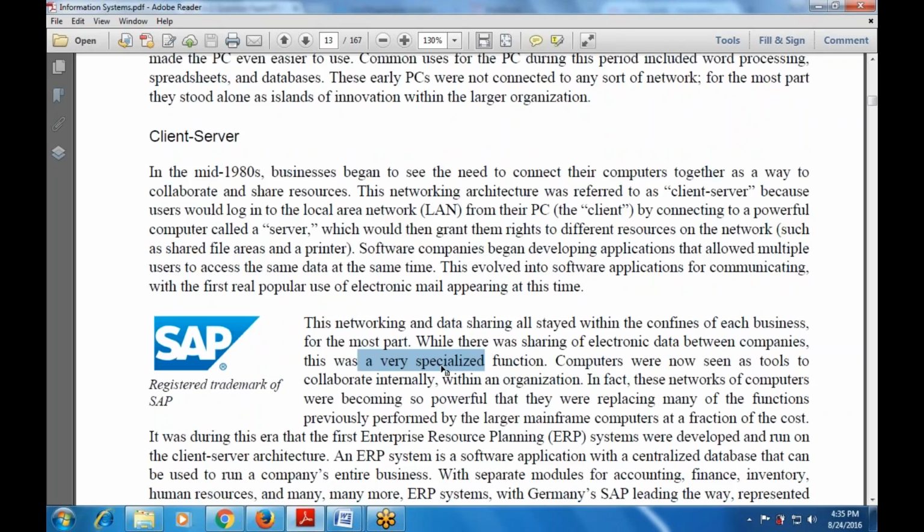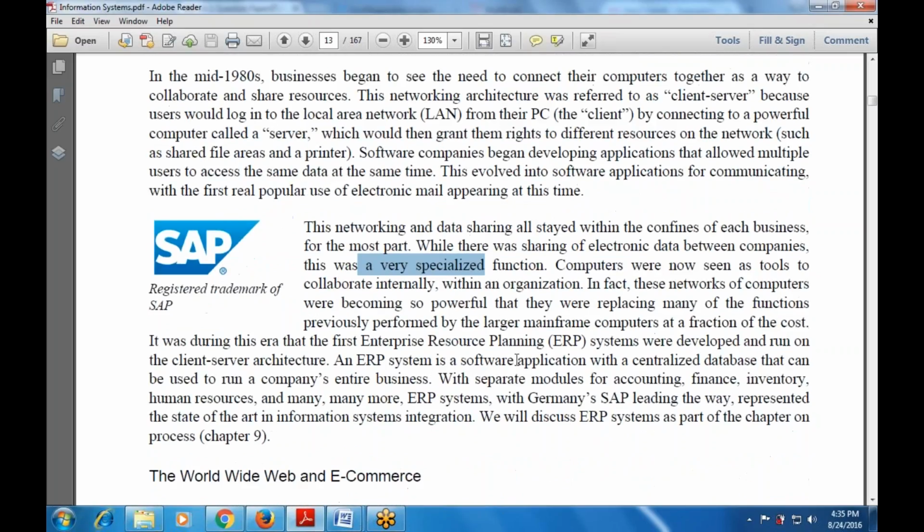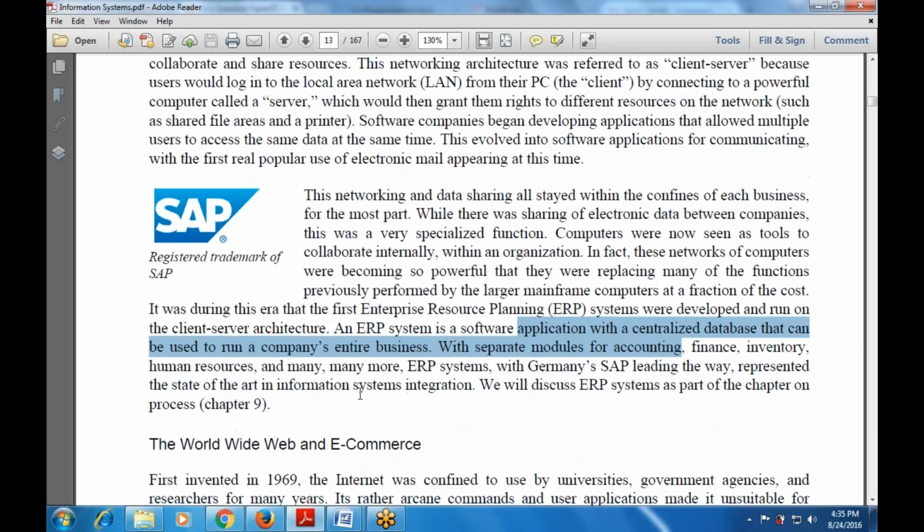And it was during this first era that the ERP system was developed and focused on the client server architecture. An ERP system is a software application with a centralized database that can be used to run a company's entire business, with separate modules for accounting, finance, inventory, human resources, and many more. ERP systems, with the German company SAP leading the way, represented the state of the art in information system integration. So that is used with the ERP system as a part of this chapter on the process.